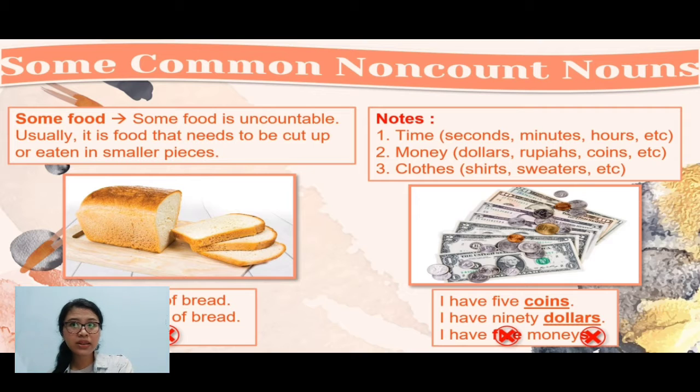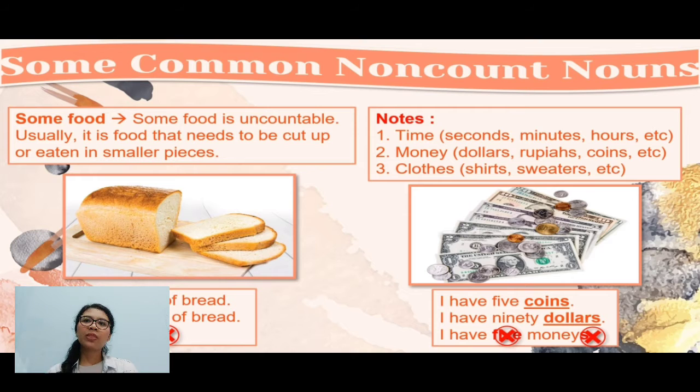Money is an uncountable noun. You can count coins, you can count dollars. Or I have 5 coins, I have $90. But it means you are counting the coins, or you are counting the dollars of money. You're not counting the money itself. For example, you cannot say I have 5 monies. No, that is impossible and it is wrong.